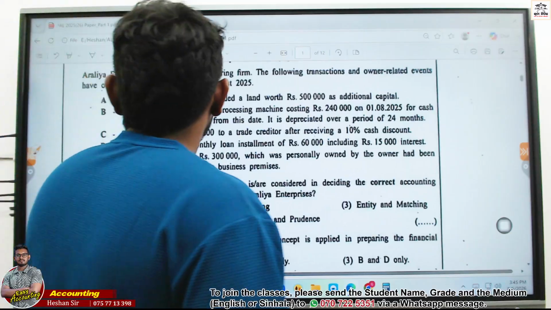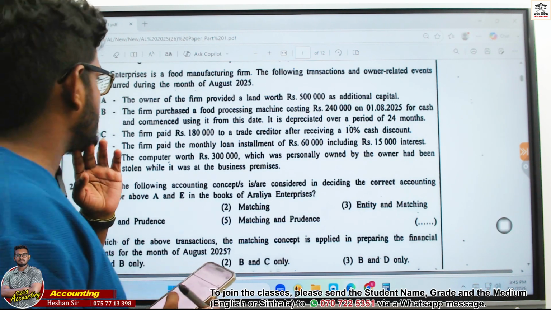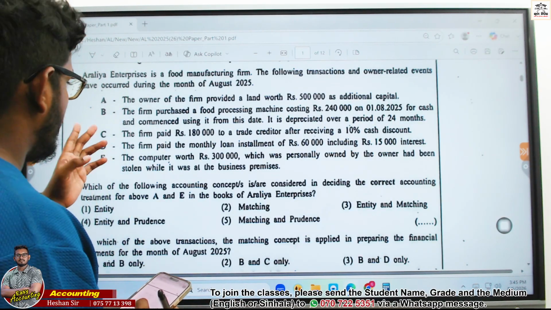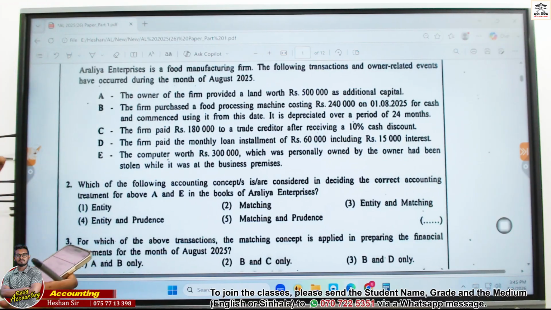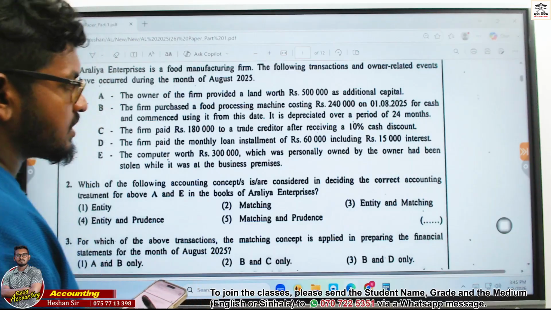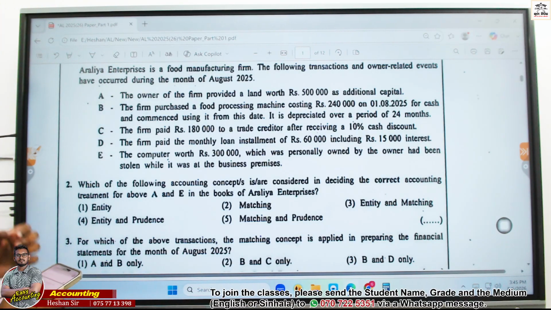This is right. Arali Enterprise is a food manufacturing firm. The following transaction and owner related events have occurred during the month of August 2025. The owner of the firm provided land worth of 500,000 as additional capital. Which of the following accounting concepts is considered in deciding correct accounting treatments for above A and E in Arali Enterprise? What is the answer?